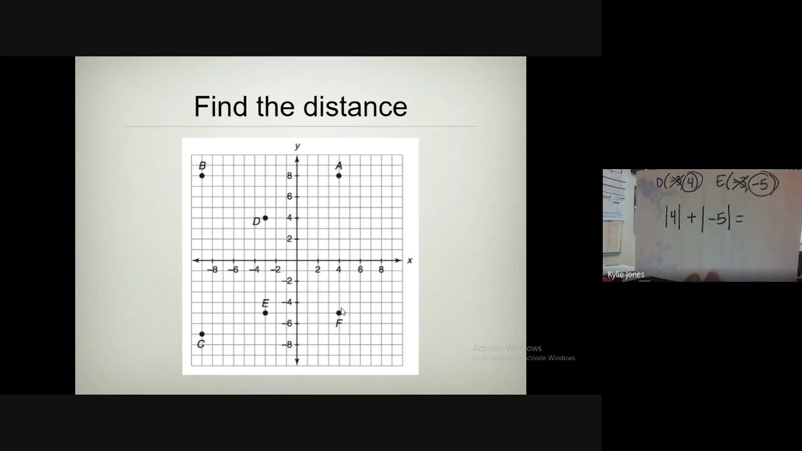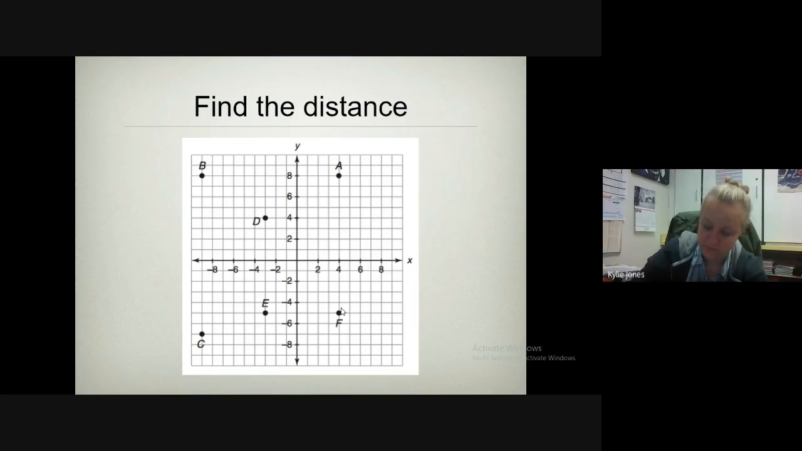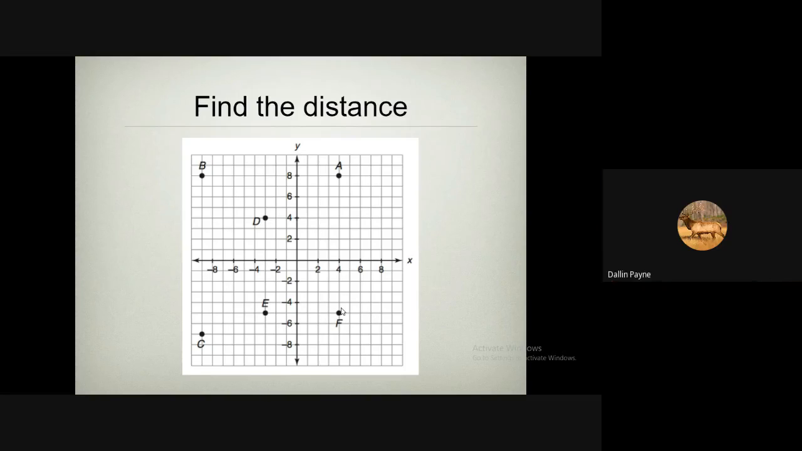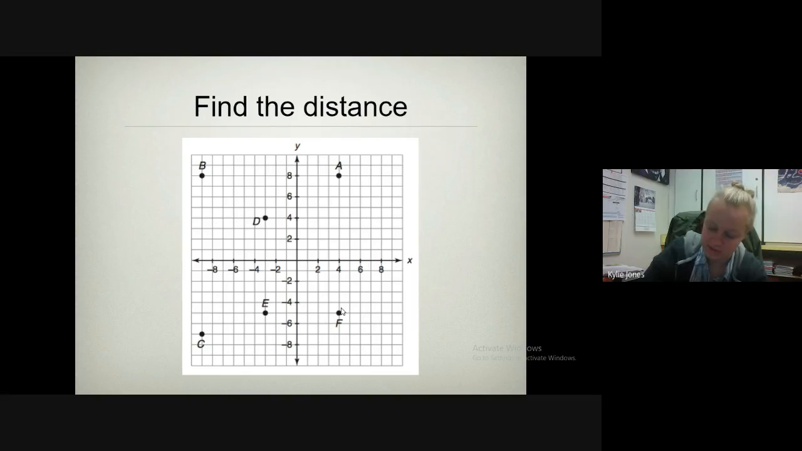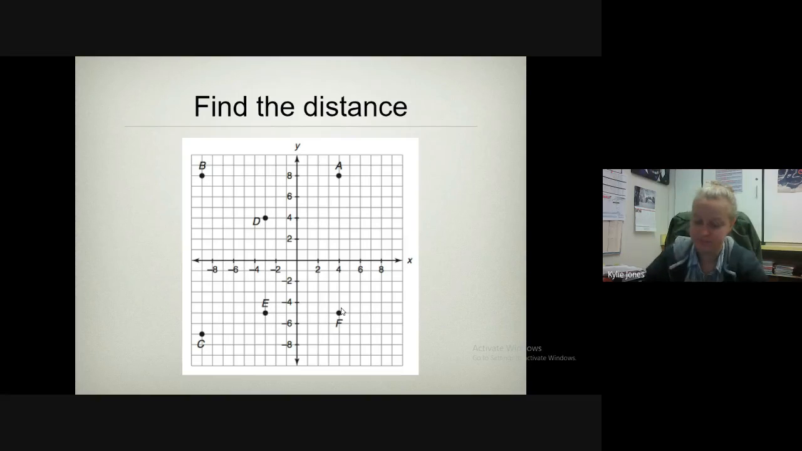What is the absolute value of 4? 4. Good, a +4. What about the absolute value of -5? 5. Good, it becomes a +5. So then we have 4 plus 5. What is 4 plus 5? 9. So we have our distance is 9 units.